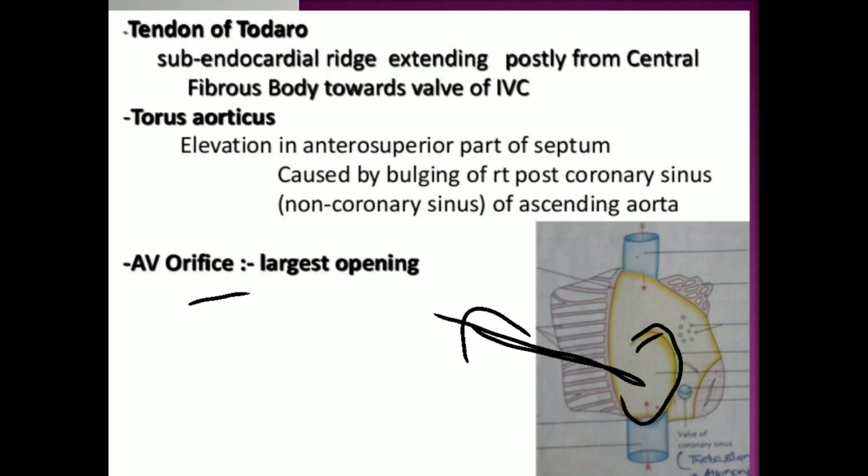The next comes the triangle of Koch. This is the triangle of Koch. The triangle of Koch is a triangular area behind the septal leaflet of the tricuspid valve. It contains a node called the AV node. So these are the features you see in the septal wall.